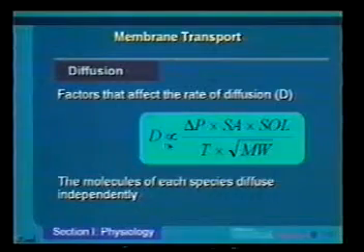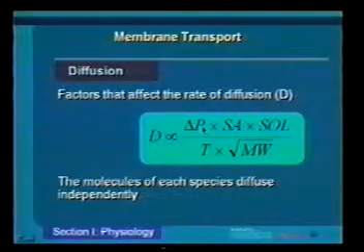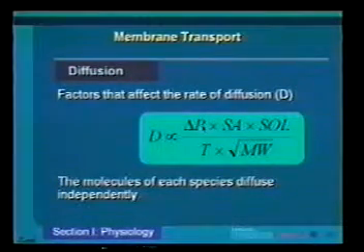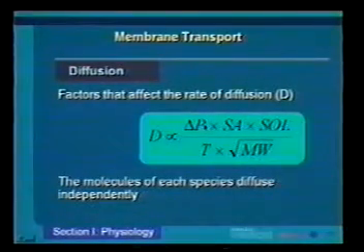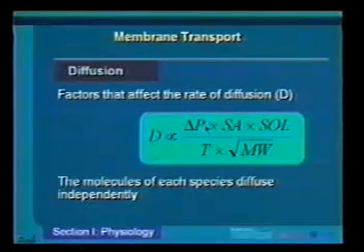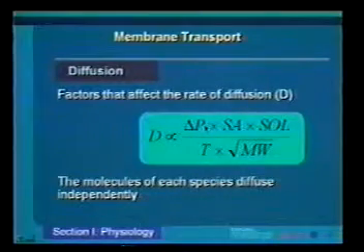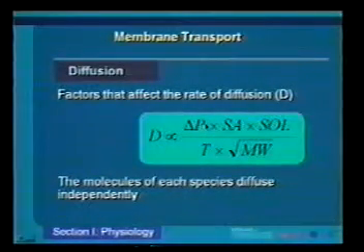Now, we start with the numerator. The first variable in the numerator is delta P. Now, delta P is the concentration gradient across the membrane. You should realize the greater the concentration gradient, the faster diffusion will proceed. And it is the concentration gradient that is driving the process of simple diffusion.